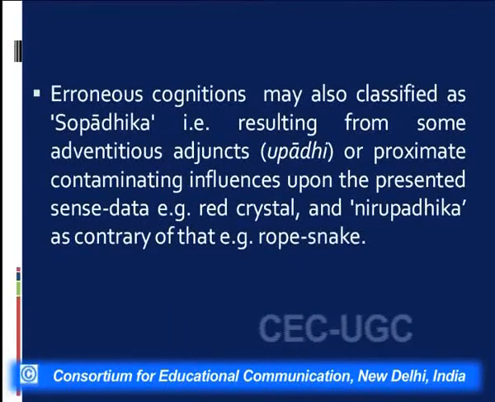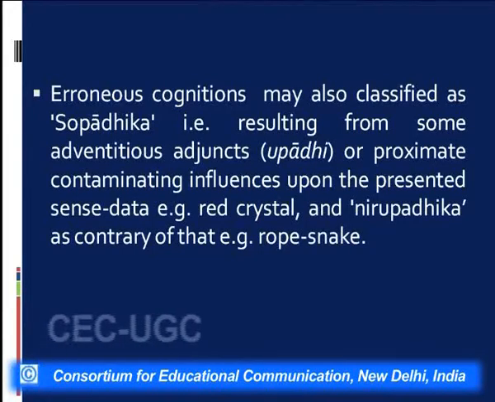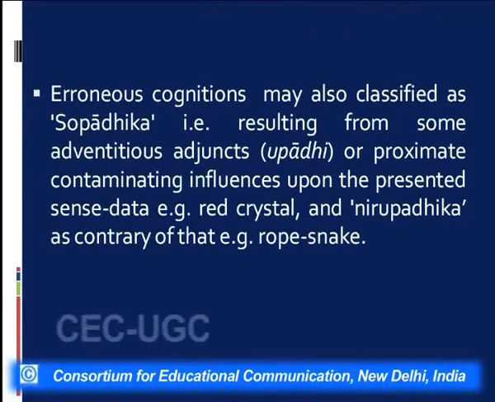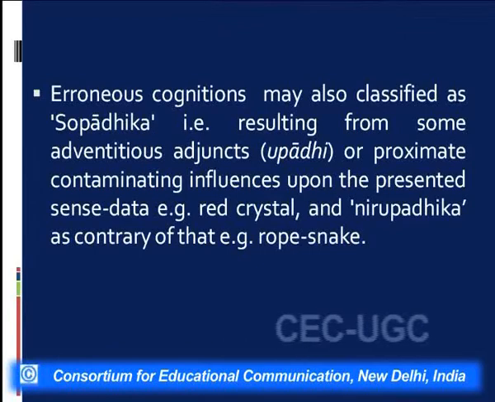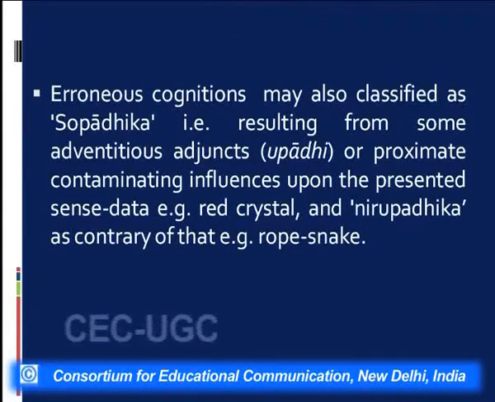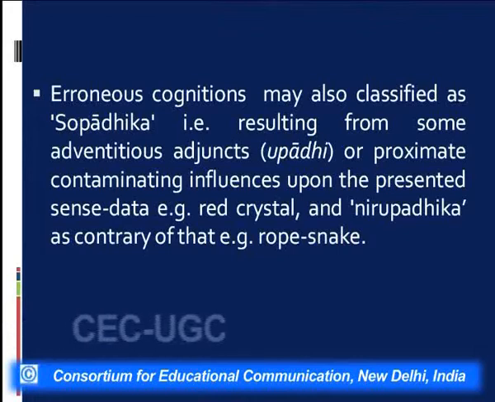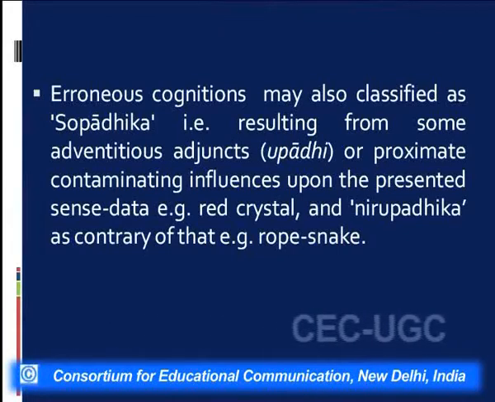Now moving away from there, we can talk about yet another basis of distinction between different kinds of errors. So erroneous cognitions may also be classified as sopadhik, that means resulting from some adventitious adjunct or proximate contaminating influences upon the present sense datum. The example here would be red crystal. There could be a crystal which is without color, which is transparent, but would appear red if there is some kind of a red object placed before it.